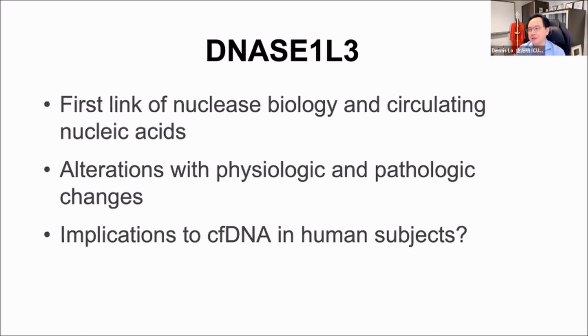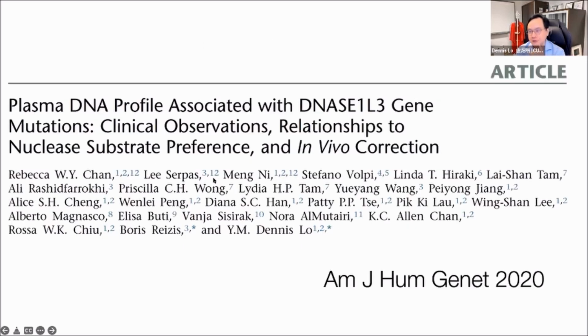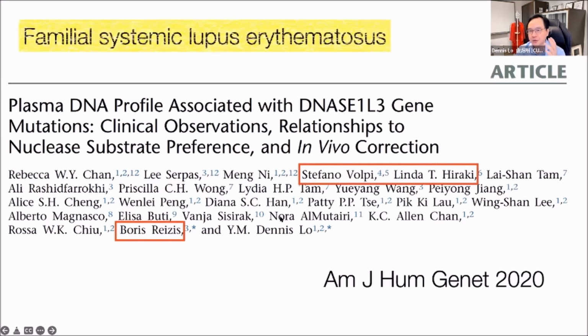But of course, the data I showed you just now is generated in mice. The question is, what happens in human beings? Now, in collaboration with a group in Toronto and a group in Italy, we're able to actually identify very rare individuals who have mutations of a DNase 1-like-3 gene, human subjects. And interestingly, those people have familial systemic lupus erythematosus, SLE. So it's a type of familial autoimmune disease.